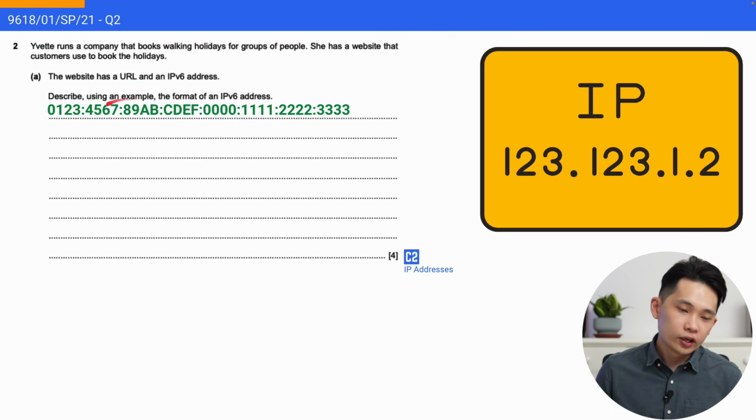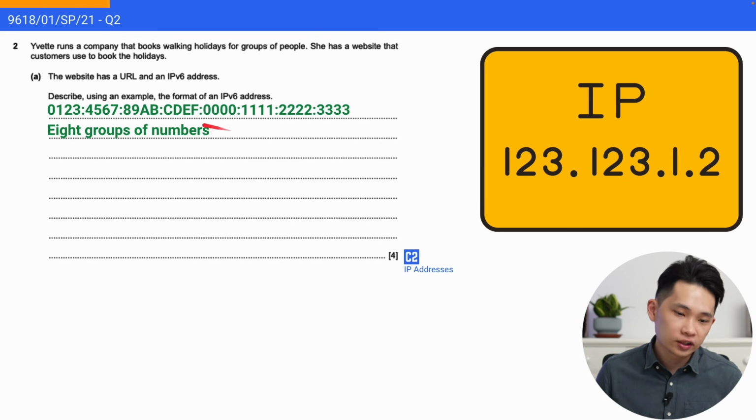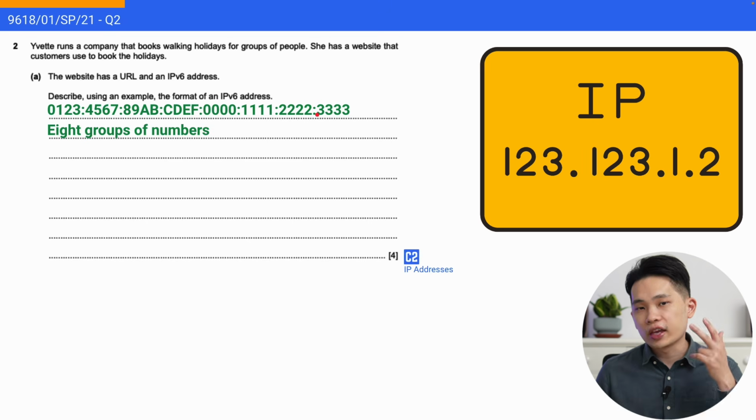So if you look at this, 0, 1, 2, 3, 4, 5, 6, 7, and then C, D, E, F, and some random numbers here. And next, as I say, we can describe this address here. So we can write this one here, 8 groups of numbers, since we have 1, 2, 3, 4, 5, 6, 7, 8. We have 8 groups of numbers.